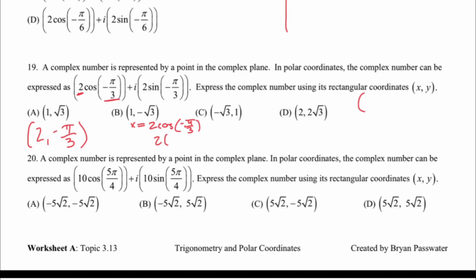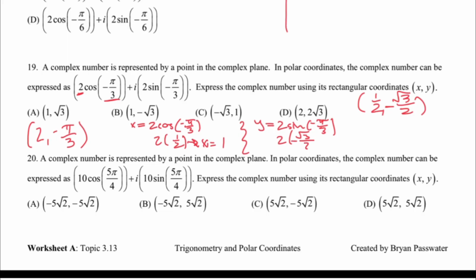Negative pi over 3 should be quadrant 4. So pi over 3s look like they start with 1/2. Because it's quadrant 4, the y value is negative. So that's what the coordinate looks like for negative pi over 3. So cosine is 1/2, x. So x is equal to 1. Then we have y. 2 times negative square root of 3 over 2. That should be negative square root of 3 is equal to y. So it looks like our answer is B.